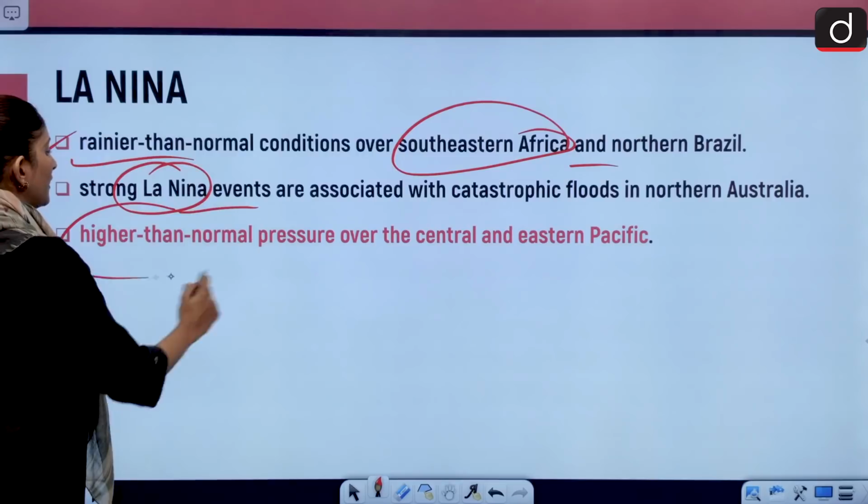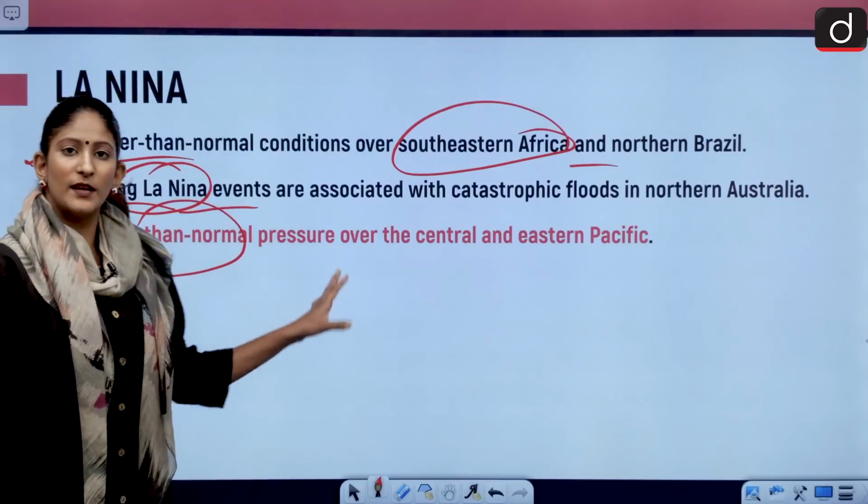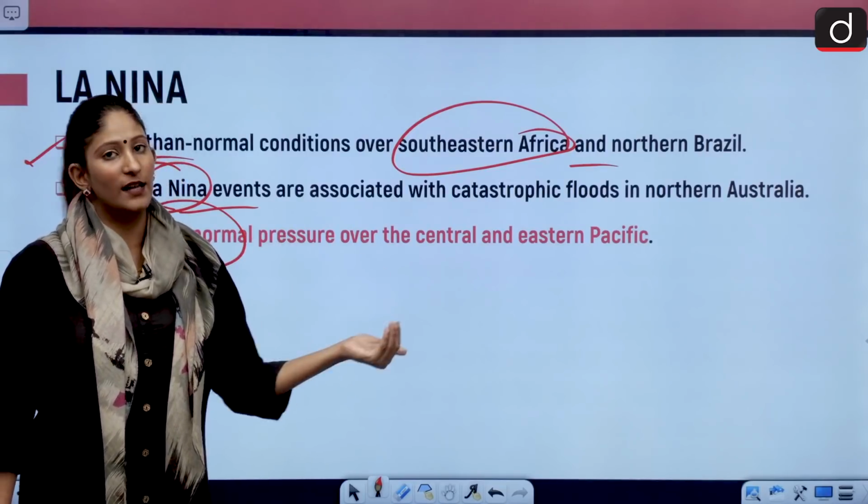So there is higher than normal pressure over the central and eastern Pacific, and keep in mind when La Nina sets in, it is for a longer period than El Nino.